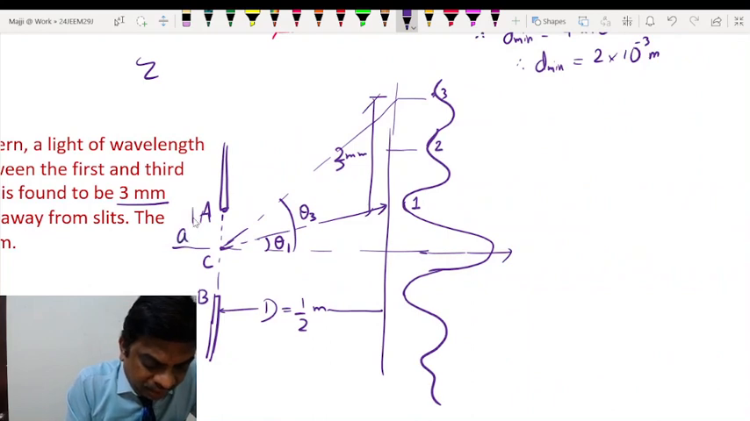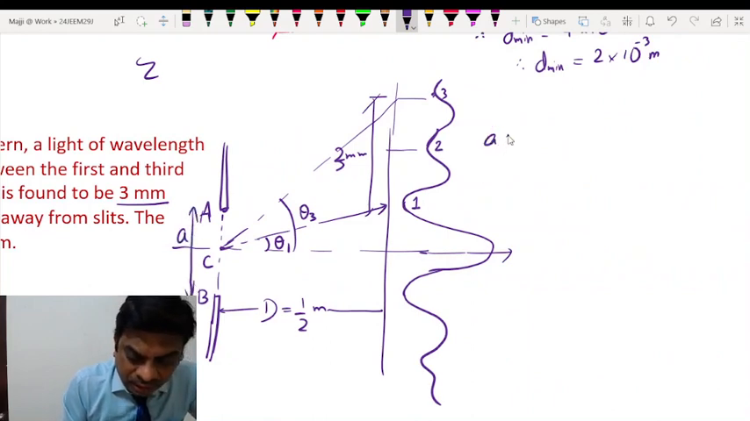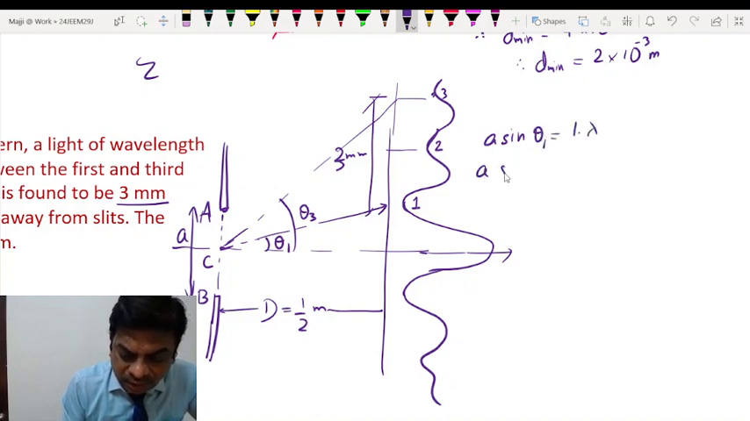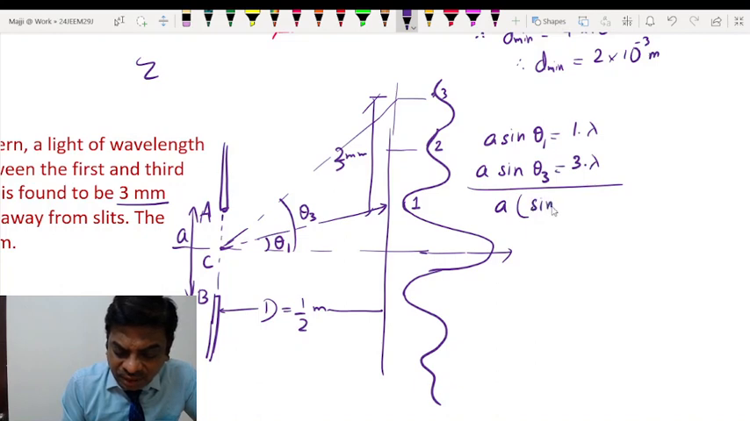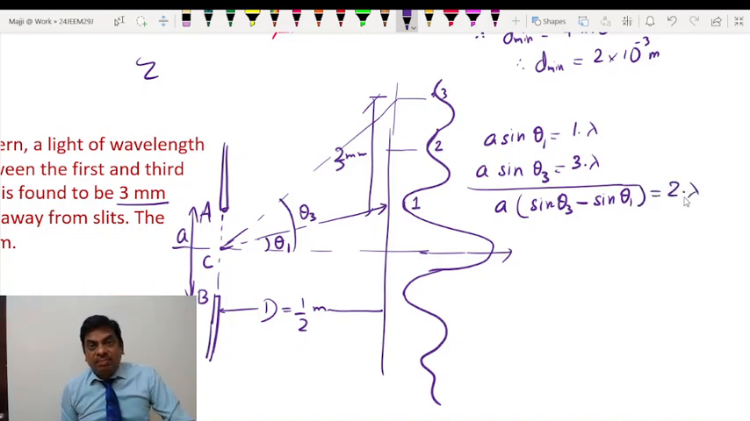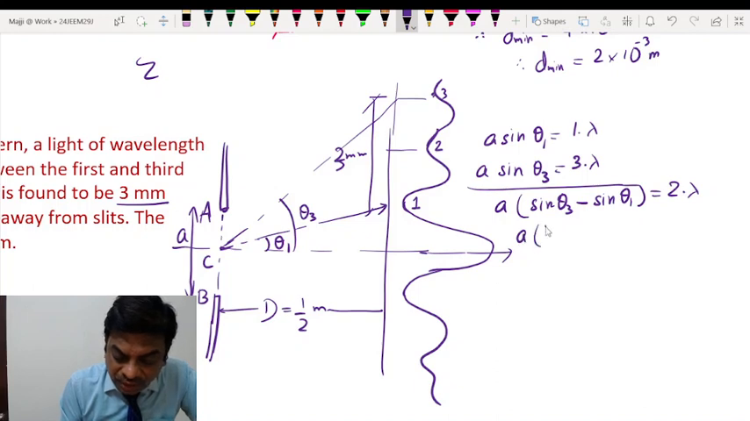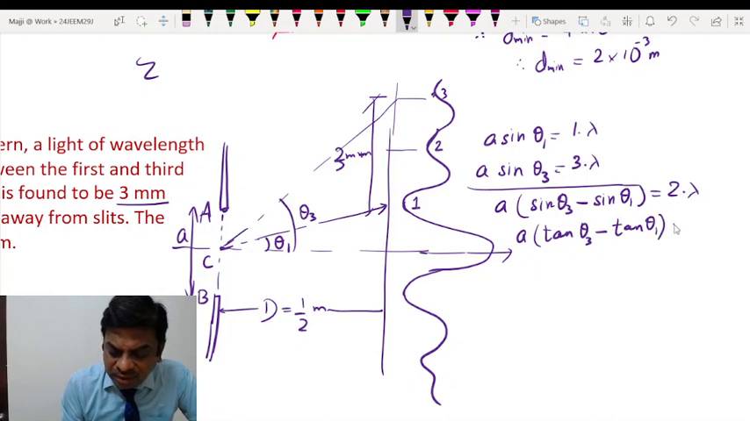If a is the slit width, then I can write a sin theta 1 is equal to 1 lambda, and a sin theta 3 is 3 lambda. So if I take the difference, I have a into sin theta 3 minus sin theta 1 is equal to 2 lambda. For small angles, we can replace sine by tan. Because we have been given this value, we have to replace this in terms of tan. So I can write this as tan theta 3 minus tan theta 1 for small angles.